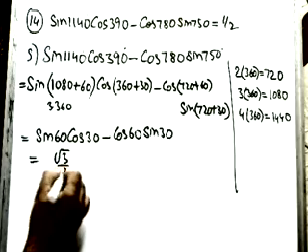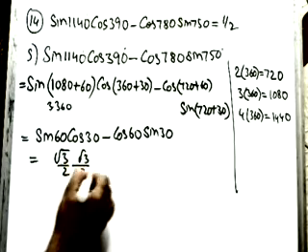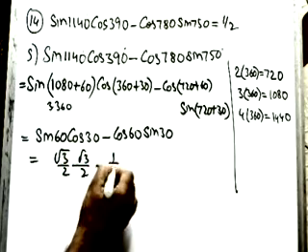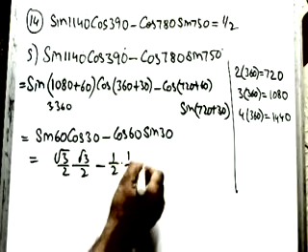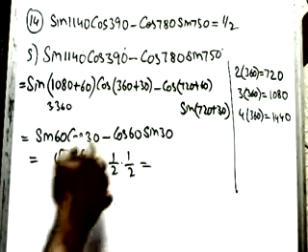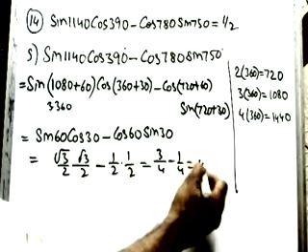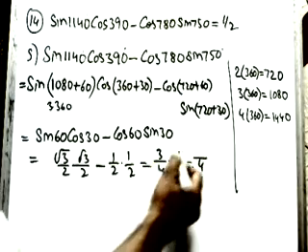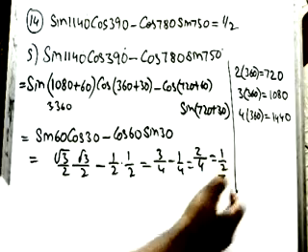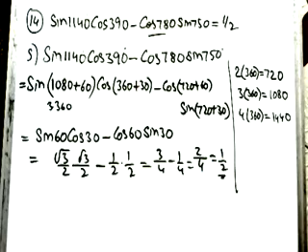Now let me substitute the values. Sine 60 is root 3 by 2, and cos 30 is also root 3 by 2. And cos 60 is 1 by 2, sine 30 is 1 by 2. So root 3 into root 3 is 3, 3 by 4 minus 1 by 4. If you take the LCM, 3 minus 1 is 2 by 4. This is 1 by 2. So this is the answer.